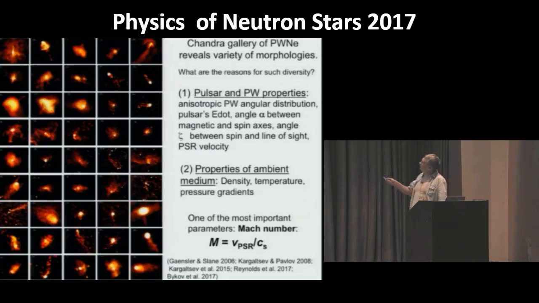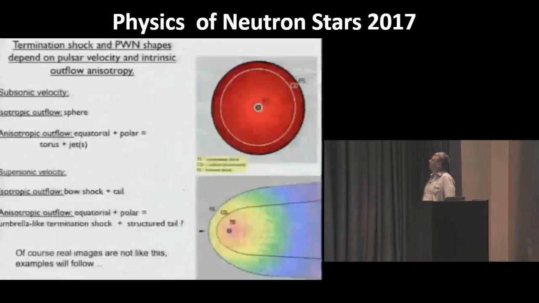The other important factor which affects the appearance of pulsar wind nebulae is the properties of the ambient medium. What's the pressure, for instance, of the ambient medium? Is it a uniform or non-uniform medium? Is there a reverse shock or not? And the last important factor I would like to mention is the Mach number, the ratio of the pulsar velocity to the sound speed in the ambient medium. This Mach number can also be relevant when a reverse shock is coming and pushing on a pulsar wind nebula. Then it might be defined slightly differently.